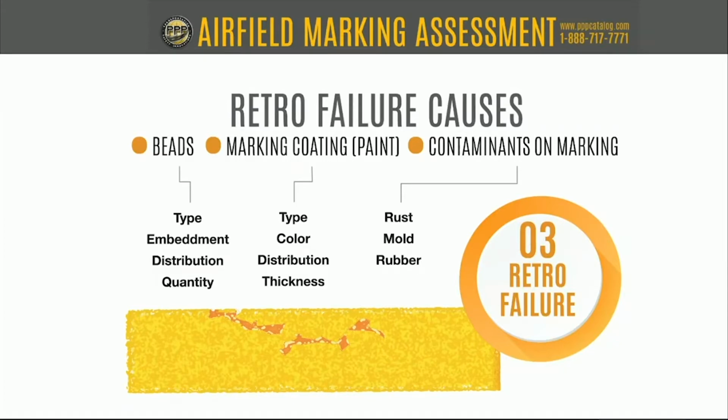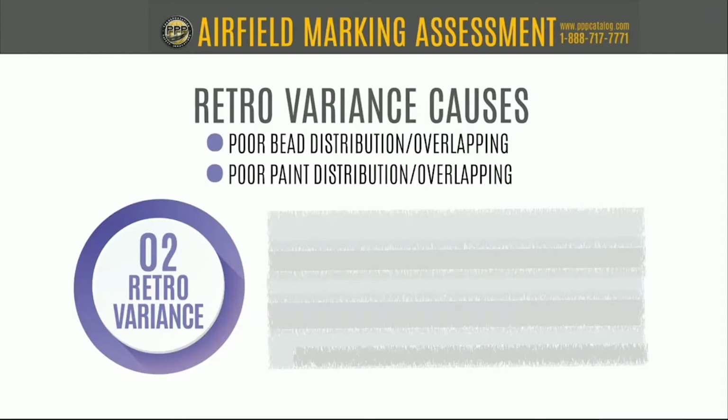All right, let's now move to retro variance causes. And basically, there's really two reasons that you're going to have this retro variance. Either it's poor bead distribution or overlapping, or it's poor paint distribution or overlapping. We see this a lot on the larger airfield markings. Mike and I have a little differing opinions on how to deal with it. But I will say that Mike has a lot more experience on these wider markings than I do.